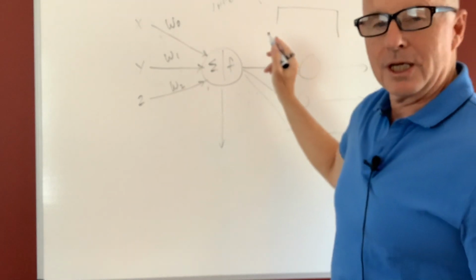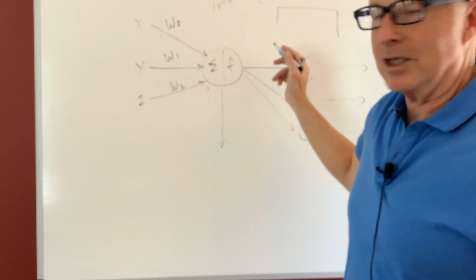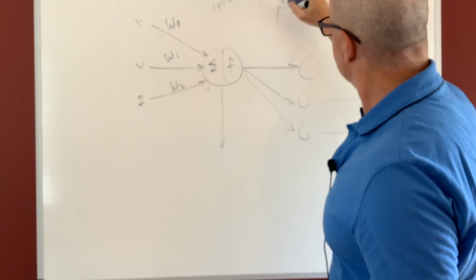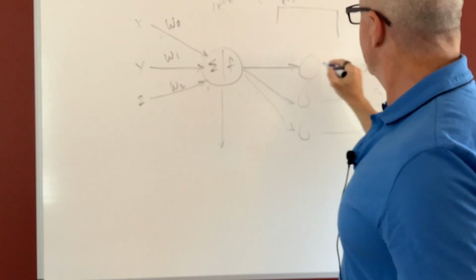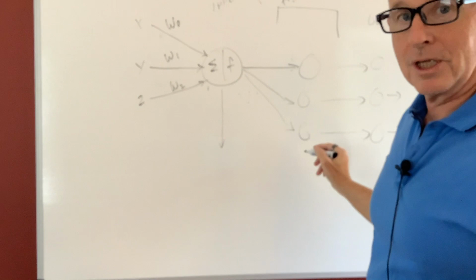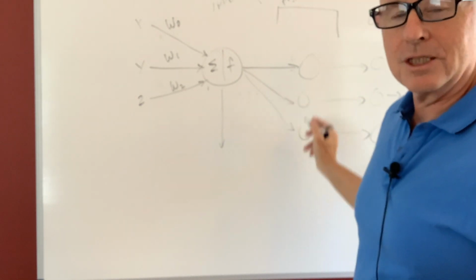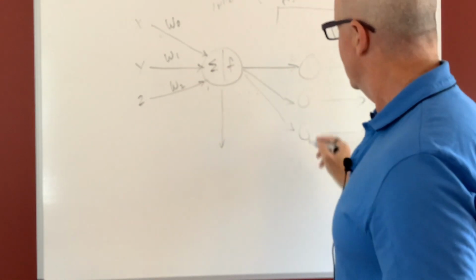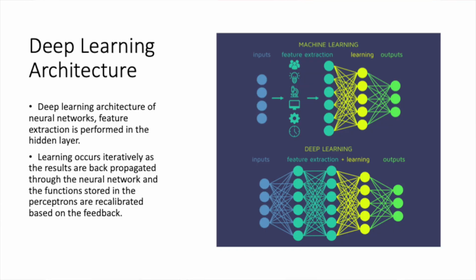And these in-between layers, this is where deep learning gets its name. These are called hidden layers, and there could be several or a bunch of these layers, and this is really where the activity of discerning the information that comes in takes place. So in the architecture of deep learning neural networks, feature extraction, instead of being at the beginning as we do with a lot of different machine learning algorithms, is actually performed in those hidden layers. And the learning occurs iteratively as you go through.